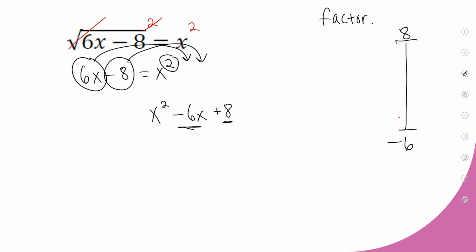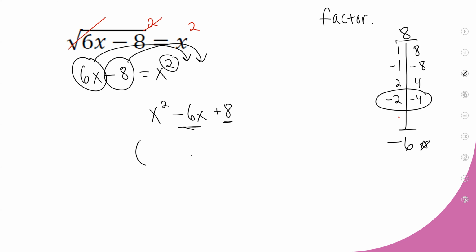Yes, I heard the answer. If it's difficult for you to figure these out, just start with 1. 1 times 8 is 8. Negative 1 times negative 8 is also 8. The next number is 2. 2 times 4 is 8. Negative 2 times negative 4 is 8. Now, which one of these pairs will combine to give you negative 6? Yep, the last one. So those are your factors.